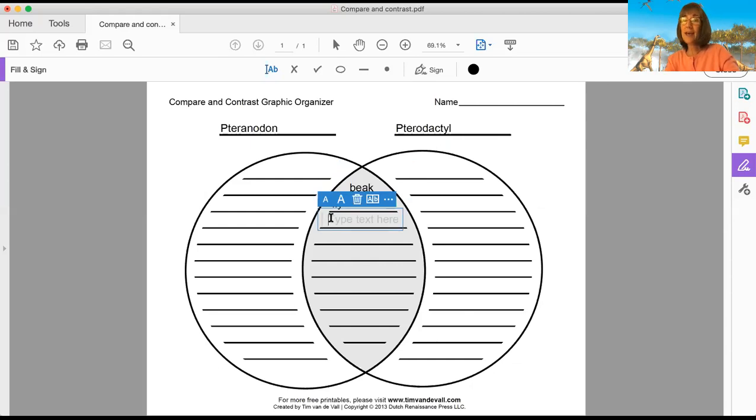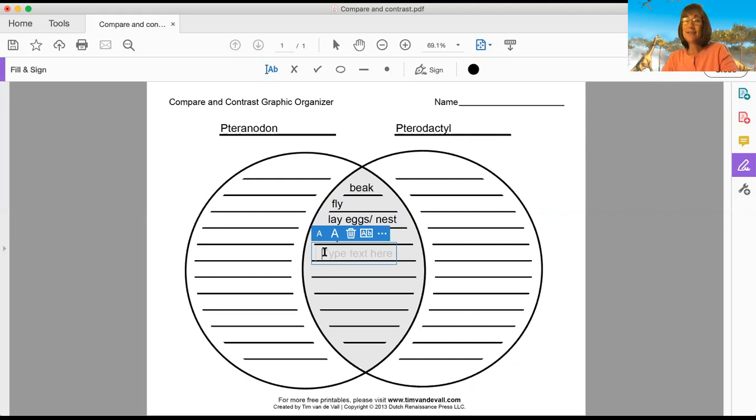They both lay eggs and have a nest. I'm going to put nest with it too. They're both reptiles. Remember last time we said a bird is not a reptile, but these are both reptiles. And these reptiles lived in the time of the dinosaurs, but they don't call them dinosaurs, right?